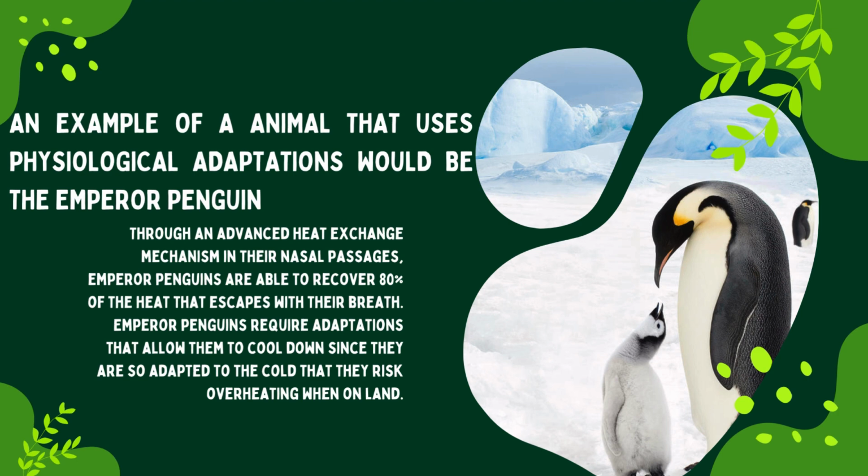An example of an animal that uses physiological adaptations would be the emperor penguin. Through an advanced heat exchange mechanism in their nasal passages, emperor penguins are able to recover 80% of the heat that escapes with their breath. Emperor penguins require adaptations to allow them to cool down since they are so adapted to the cold that they are at higher risk of overheating when they are on land.